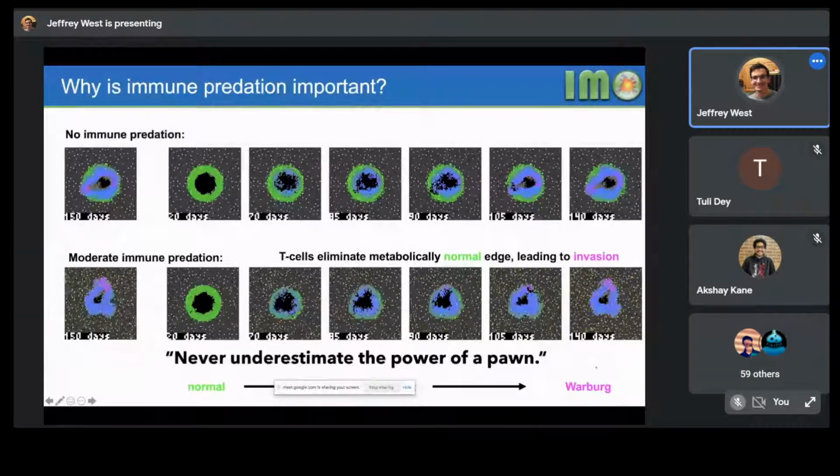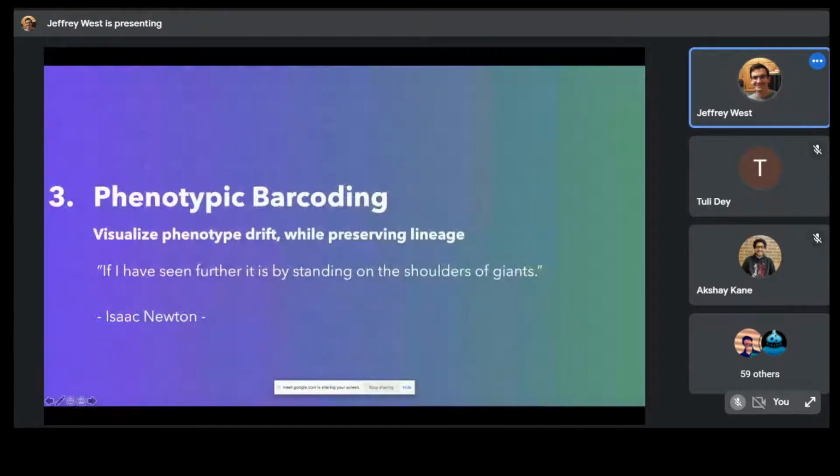Okay, so this is a bit of a diversion, but I'm going to explain how we might visualize this model. So we're going to use something called phenotypic barcoding, which I think is really cool. And also it's another one of the open source tools that we have available to you if you want to use this in your own models.